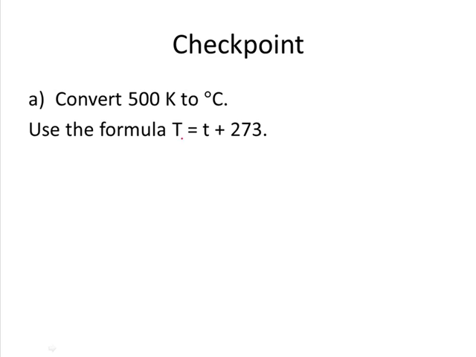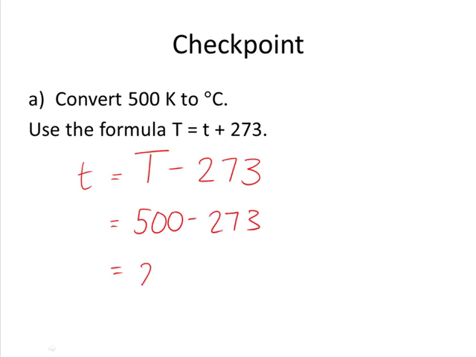We have manipulated this formula to make small t the subject of the equation. And now it's very easy to answer this question. Convert 500 Kelvin to degrees Celsius. We've manipulated this formula to this format. Small t equals capital T minus 273. We substitute 500 into capital T and we get our answer 227 degrees Celsius.